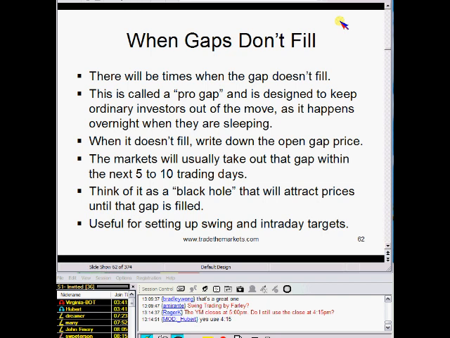So if the opening gap was 93.84 and the gap doesn't fill that day, I'll put that number on a post-it note and stick it on my computer. And I'll always have that in mind as an open gap, because when you have an open gap within 5 to 10 trading days, that open gap has an 80% chance of filling. And that's really good for when you're setting up trades later in the day. These open gaps are kind of like black holes, and they just sit there and it's almost like a gravitational pull on the price action, and they're great for setting up targets later in the trading day or later in the trading week.